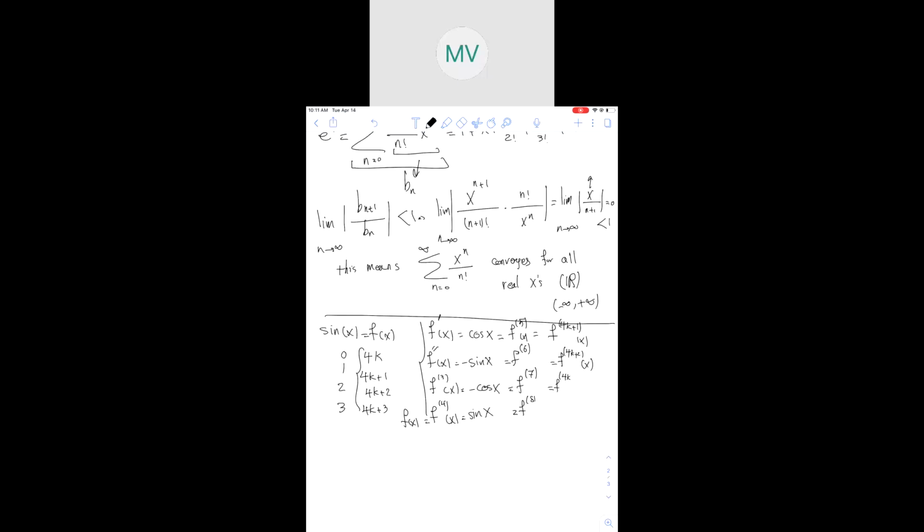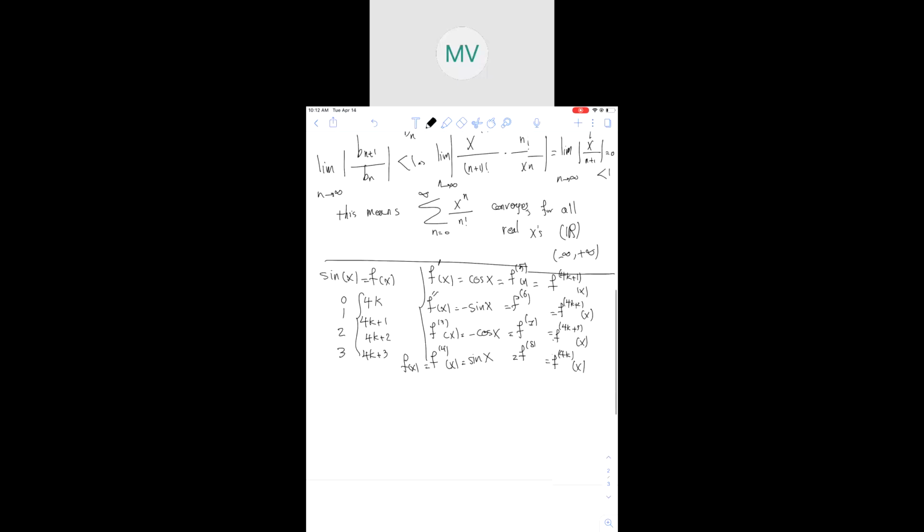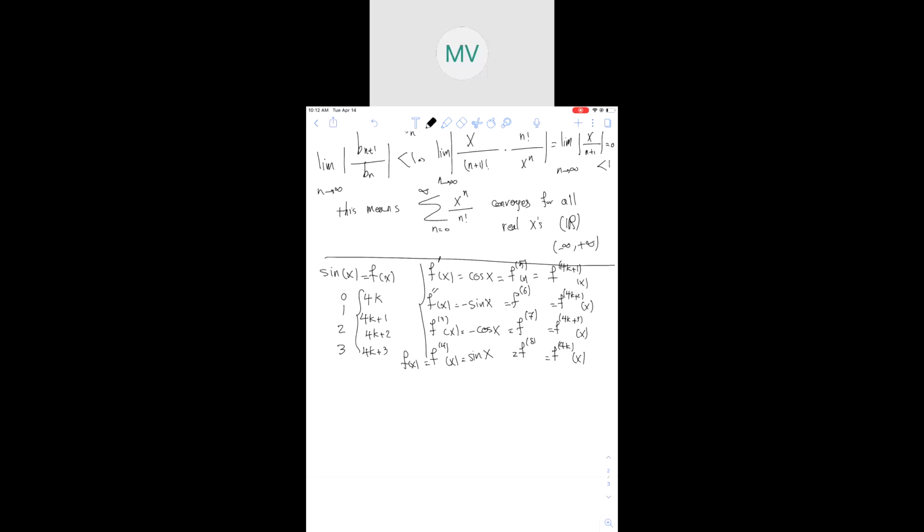And then 4k plus 3. And this one is 4k. Okay. And we're going to evaluate them at 0. Remember, this is what we're trying to do. Sine of x is the nth derivative. So if you call this f, we're trying to find the nth derivative of f at 0 divided by n factorial x to the n.